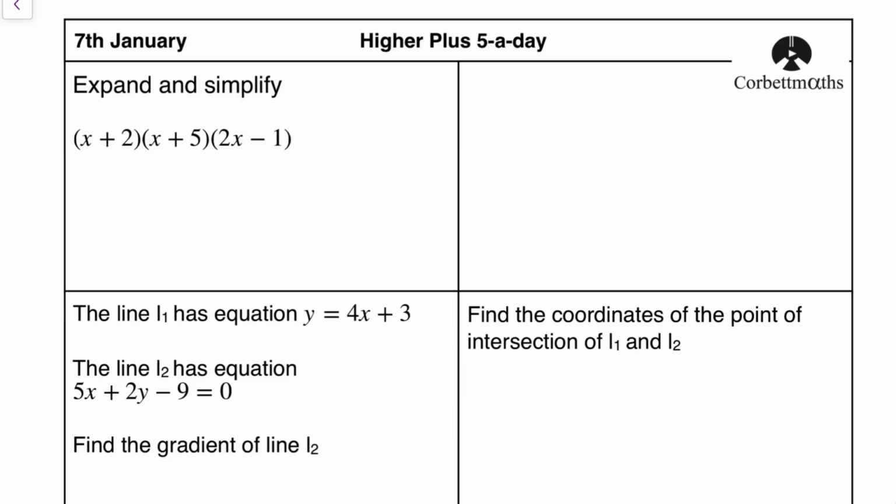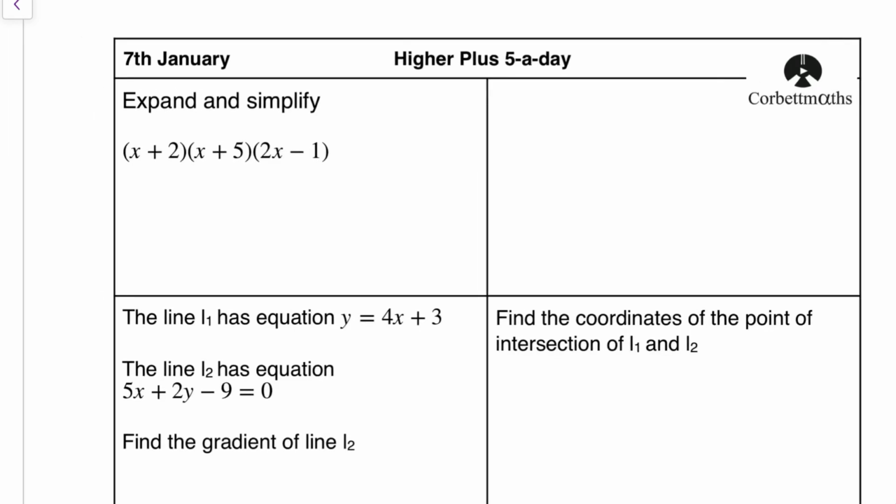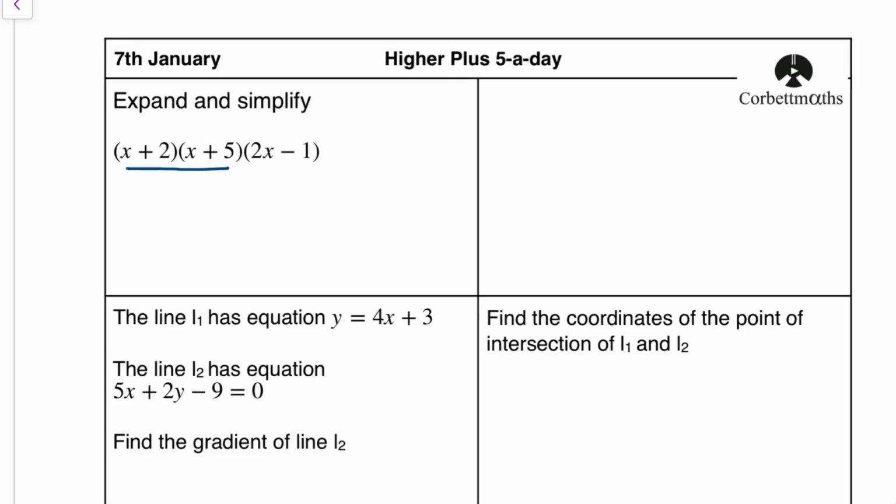Okay, this first question is expand and simplify. Now, there's a few ways of doing this. They kind of all get you to the same place. You may also have learned a different technique where you draw a grid or similar. I'm just going to go for it by expanding the first two because they frankly look a little bit easier. So I'm going to expand these two here.